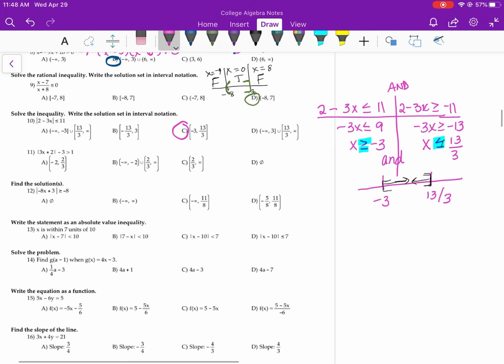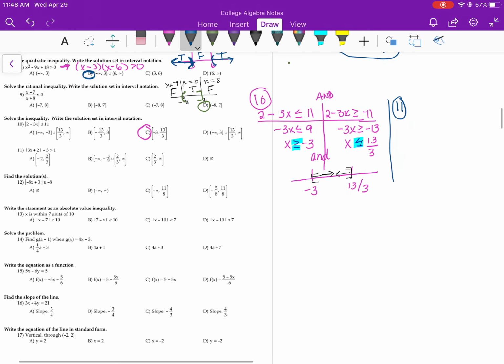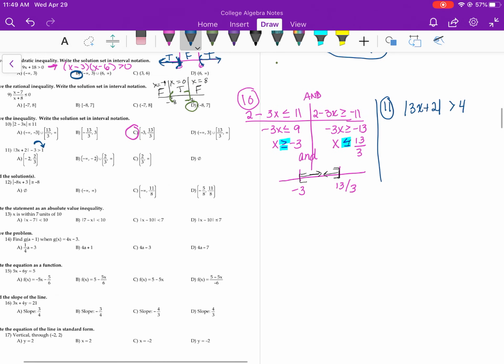Okay, number 11. Same idea. I'm going to move that work over here. So this was number 10. Okay, number 11. I'm going to start with 3x plus 2 is greater than 4. So I'm going to move that negative 3 over first. Then I'm going to split it into two inequalities. 3x plus 2 is greater than 4. 3x plus 2 is less than negative 4.